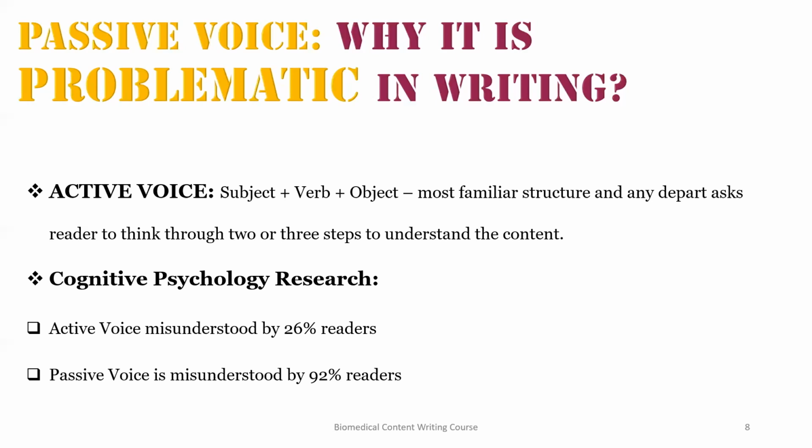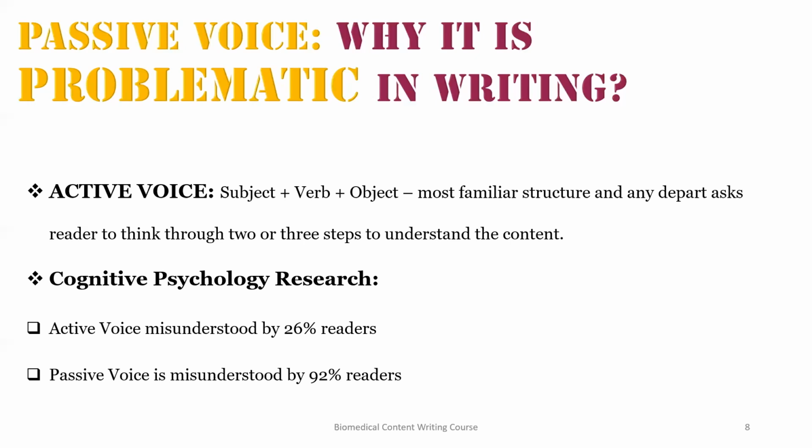And even from research, if we see, there was a research in cognitive psychology which says that active voice is misunderstood by 26% of the readers. If the same text is given in active voice, 26% of the readers misunderstand it. But when the same text is given in passive voice, it is misunderstood by 92% of the readers. So that is why with passive voice there is a higher probability that it is going to be misunderstood by your readers.